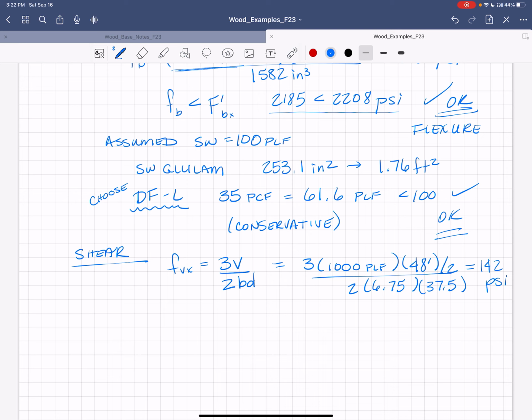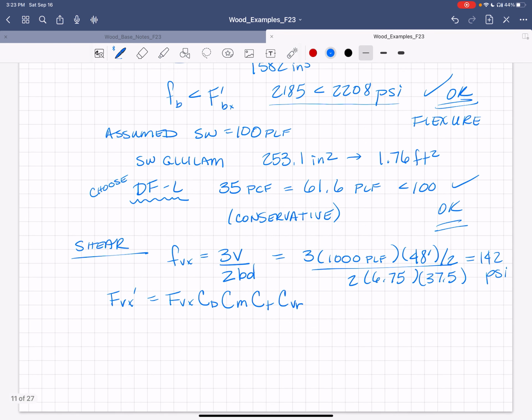If we get close on shear, we'll go back and calculate the shear just over from the support, but typically we are not going to need to do that. F Vx prime. From our table in chapter 5, since we're in glulams, these are the coefficients we use: CD, CM, CT, and C sub VR. That's radial.